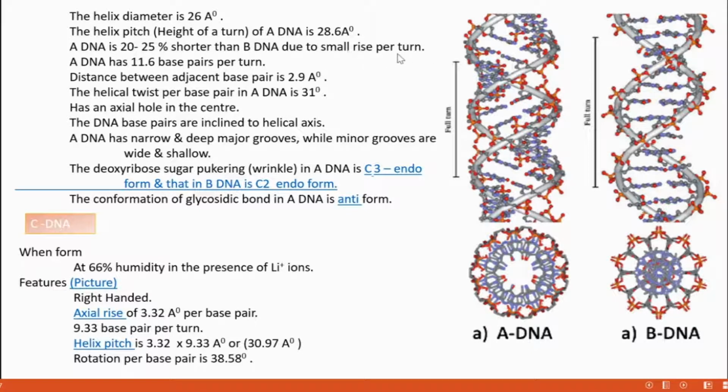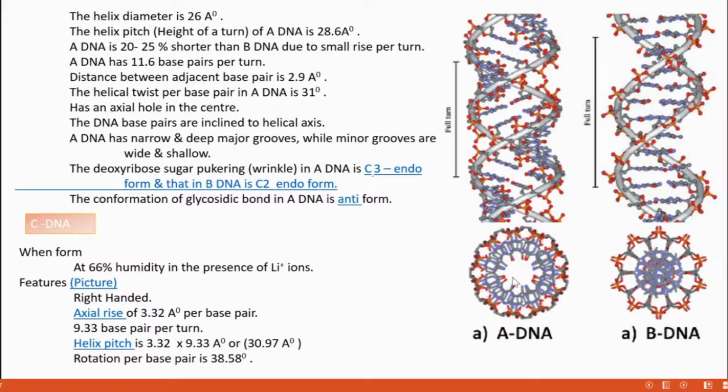And also because of the small rise per turn. Small rise per turn means a small distance, a small gap between the stacked base pairs. That is also a reason. As the space is less, the number of base pairs in one turn will be more when compared with B-DNA. So A-DNA has 11.6 base pairs per turn because this distance is less. The distance between adjacent base pairs is 2.9 angstrom. Then the helical twist, the twist of this base pair with respect to the next base pair, is how much? 31 degrees.